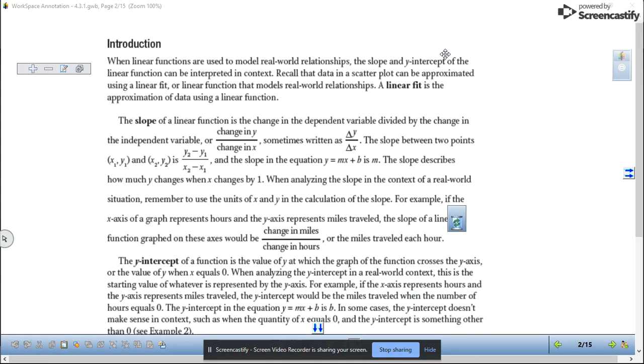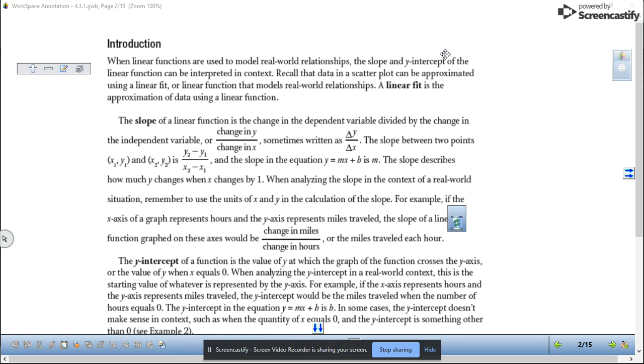All right, in 4.3.1, we're going to talk about data points or data values, scatter plots, and really tying back into linear functions. So in the introduction here, one thing I really want to focus on is all the different ways that they show that slope can be written. Right here in the middle, slope of a linear function is the change in the dependent variable divided by the change in the independent variable, or change in y divided by change in x.